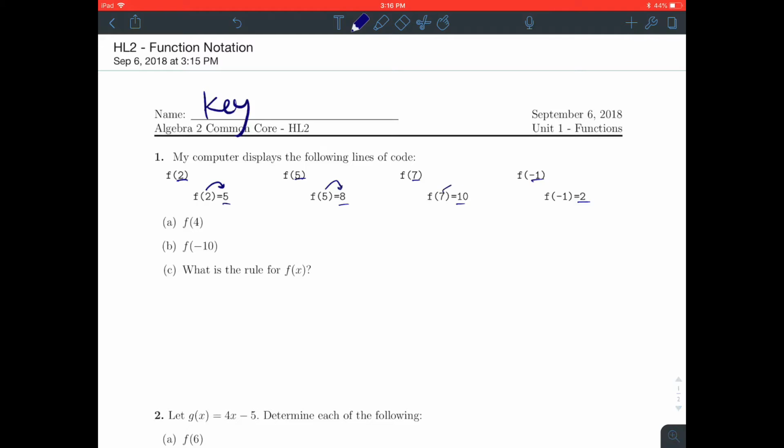And so this might have taken a while to figure out, but it looks like to me the pattern is add 3. If you take 2 and you add 3, you get 5. 5 plus 3 is 8. 7 plus 3 is 10. And -1 plus 3 is 2.